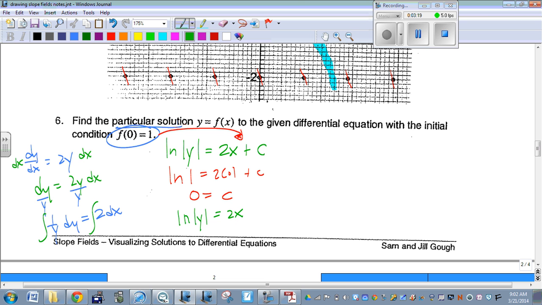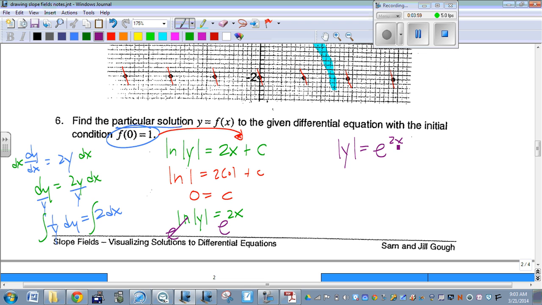But we're not done. It asks us to solve the particular equation y equals f of x. That means we have to solve it for y. So to solve it for y, we need to get rid of this natural log. What do we do to both sides in order to get rid of that natural log? E, right? We're going to do e to this power equals e to this power. So e to the natural log, those are inverses. They cancel each other out. We're just going to end up with absolute value of y equals e to the 2x. So we're a step closer, but we're still not quite there. We need it to be y equals, not absolute value of y equals.